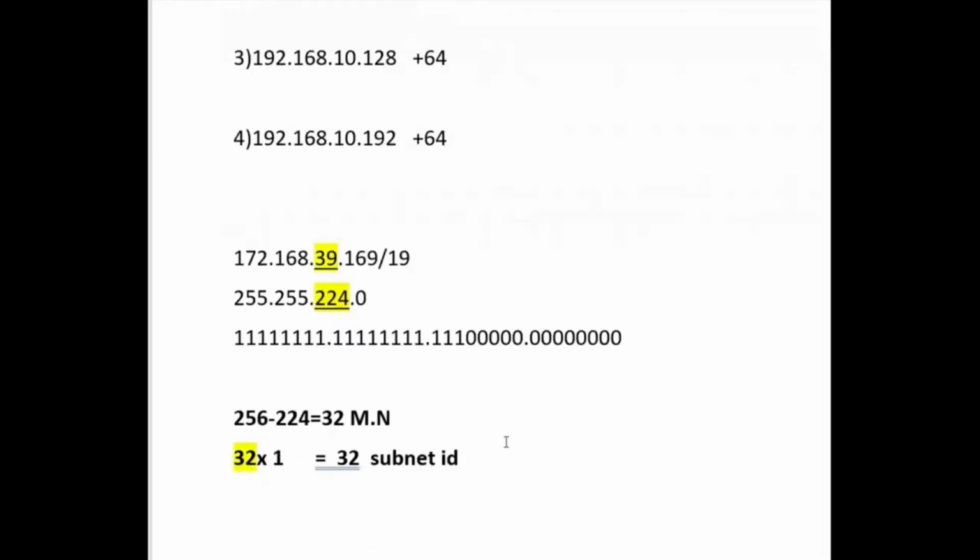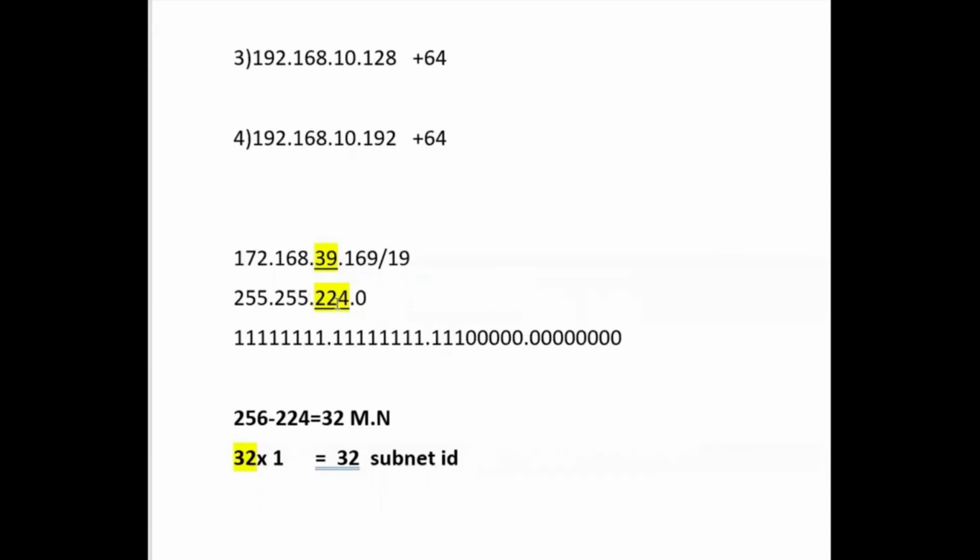Now let's have a look at another example. In this example, we have another address, 172.168.39.169. This is a random address we picked, with /19. /19 means at first you check which class it belongs to. This is class B. So the class B mask is 255.255, and it should be 0.0. But instead of 0, we have 224.